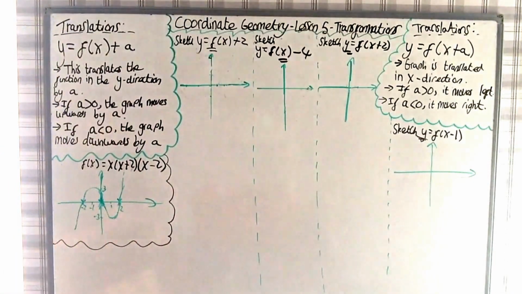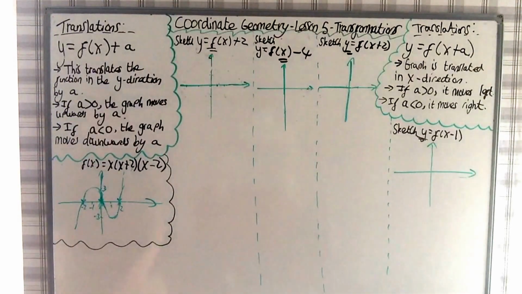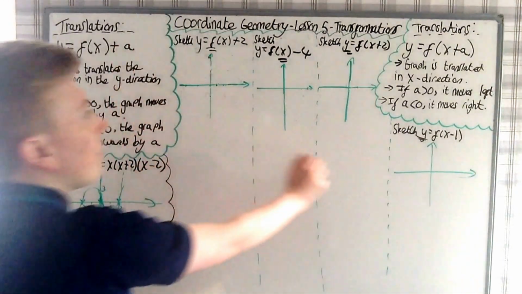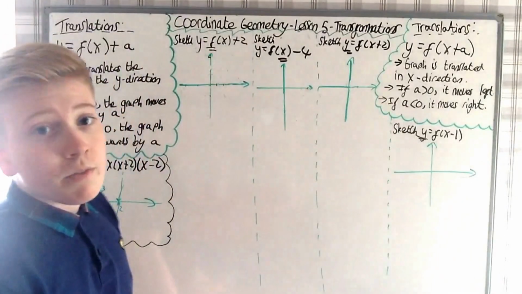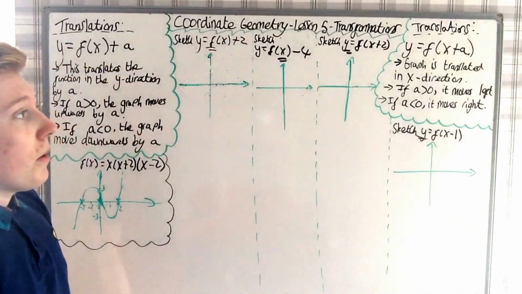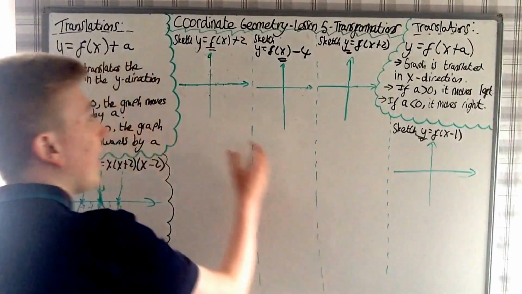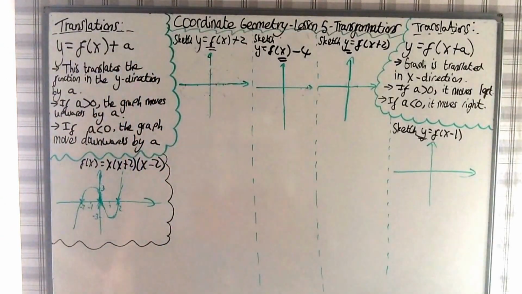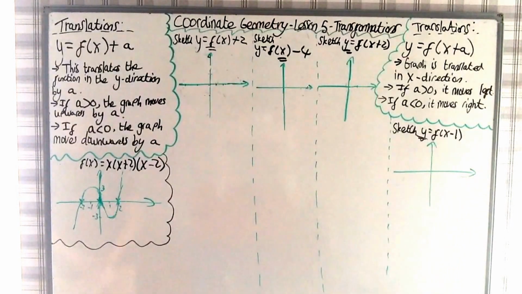We have stretches and reflections and also enlargements. However, for Core 1 we only need to know about translations, of which there are two types. In Core 2 we'll be looking at stretches and as well reflections of graphs, but here we're just going to be looking at how we can translate a curve.